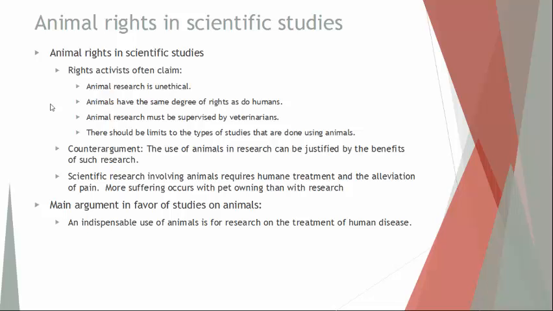Okay, our next major topic that we'll talk about: animal rights in scientific studies. Now, there is an argument for and against using animals in scientific research, and some of the arguments are defined here. For animal rights activists who oppose using animals in research, they say that animal research is unethical, and that animals should have the same rights as any human being does. They are a living creature just like we are, so why should they be treated any differently?